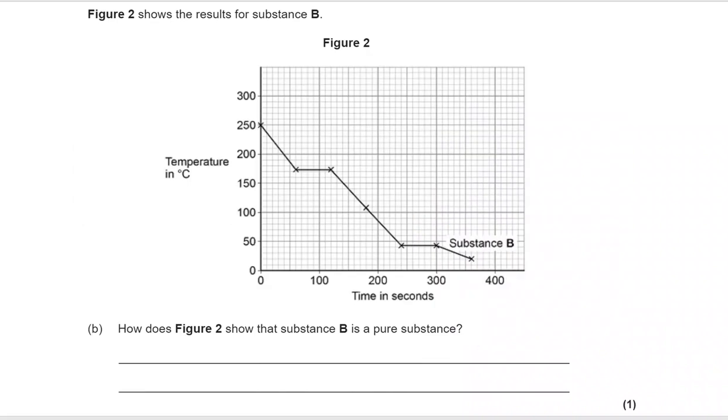On to part B. How does figure 2 show that substance B is a pure substance? What we're looking at is that it melts at a specific temperature. We know that pure substances have specific temperatures. Adding impurities will change that.